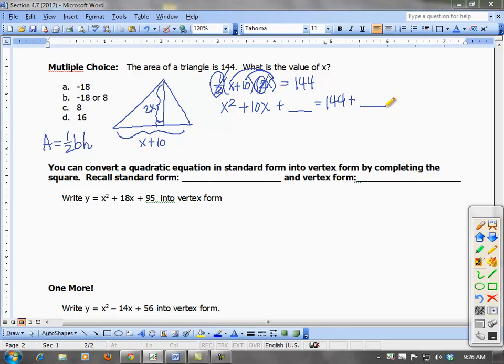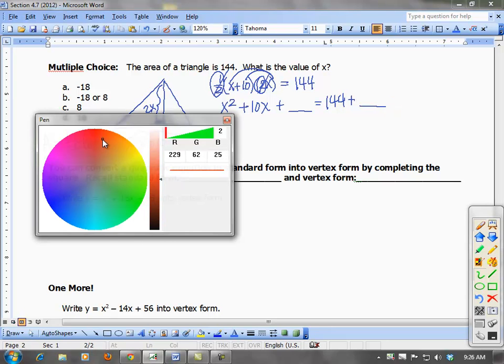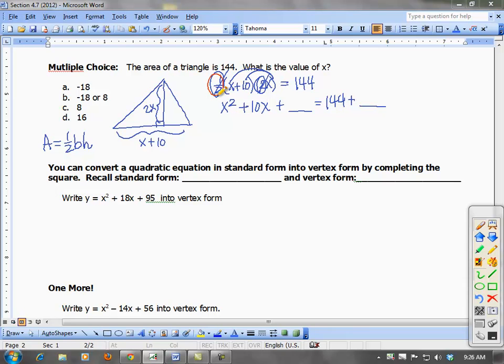Okay? So let me go through one more time, and I'll pick a different color so you can kind of see it. But the 1/2 times the 2 is just 1, so those cancel. The x that remains, I distribute to both the 10 and the x to get x squared plus 10x. Okay, just so we're on the same page there. Now let's complete the square.